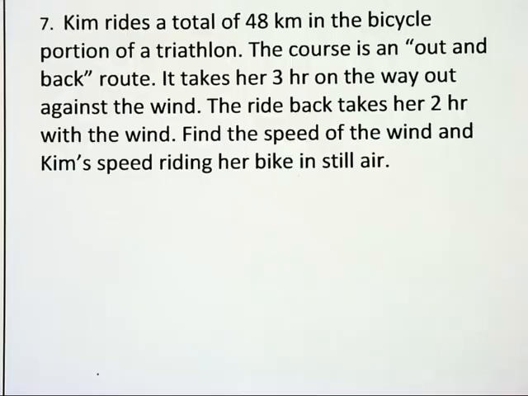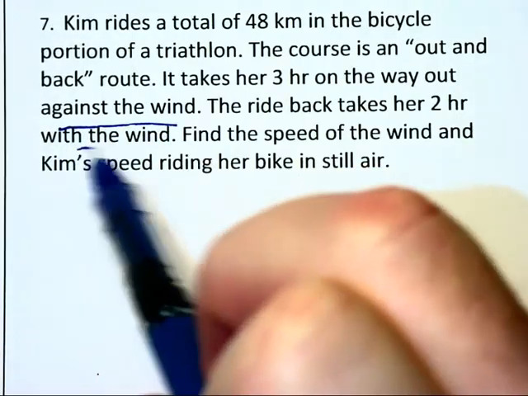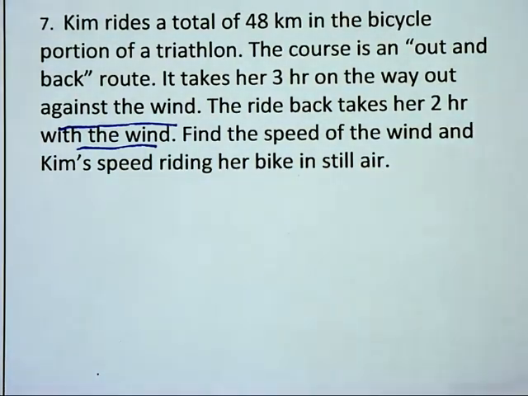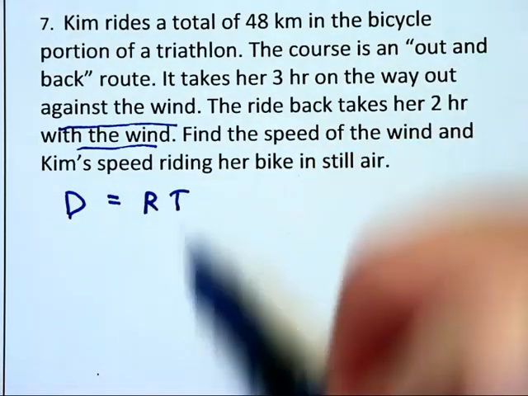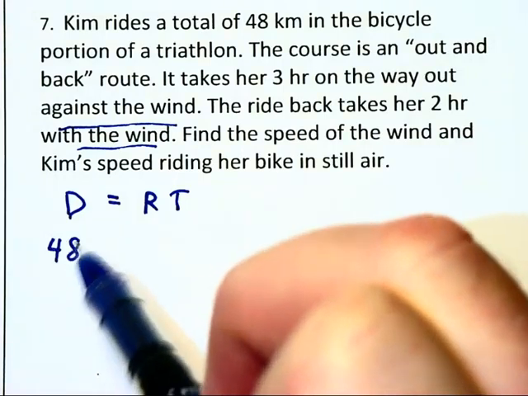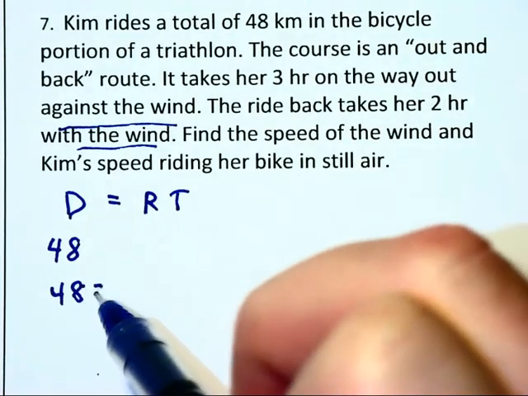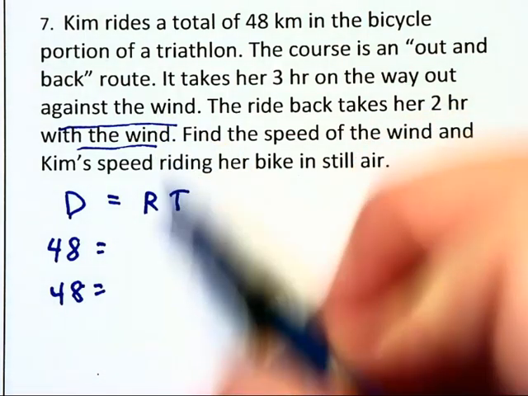In this next problem, we have another problem with against the wind and with the wind. So we're going to do the same setup that we did in the last problem. Distance equals rate times time. And the distance is going to be 48 kilometers for each part of this process. Let's do the against the wind part first because that showed up first.